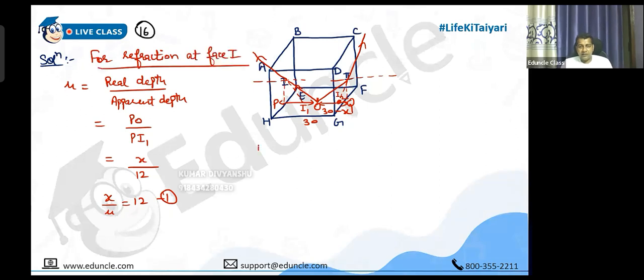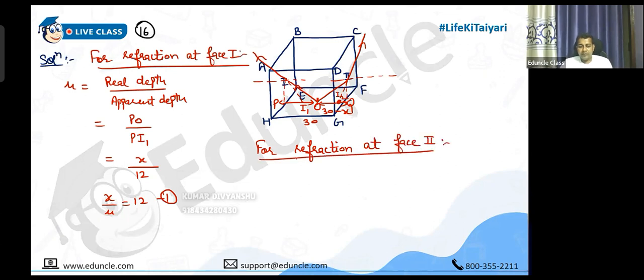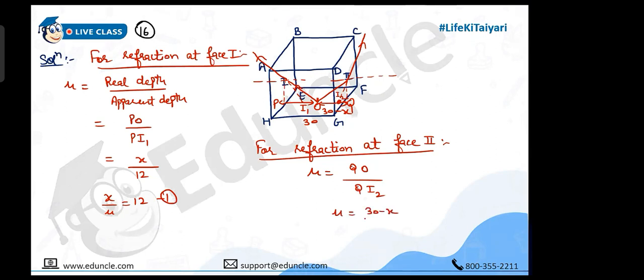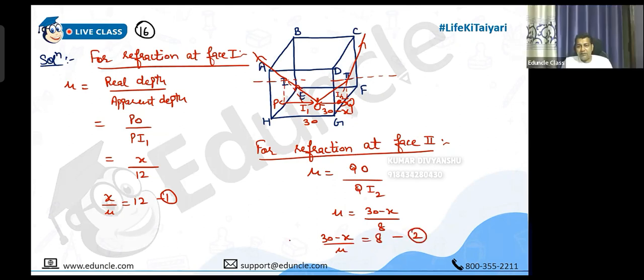Now similarly, for refraction at face 2, again the same funda: mu is real depth over apparent depth. Now what is real depth? Real is QO, and apparent one is QI2. QO is 30 minus x, and this is given to be 8. So 30 minus x by mu is 8. Now we can add them together and get rid of x. We can get that mu by solving this. And once you get mu, you can get x and even 30 minus x.